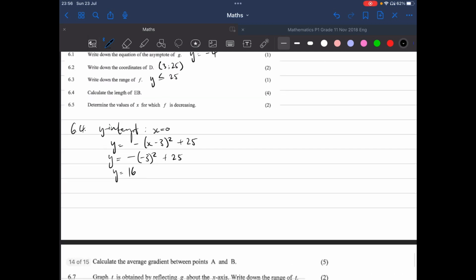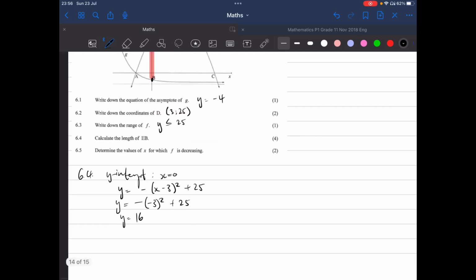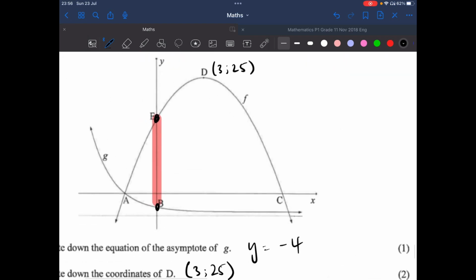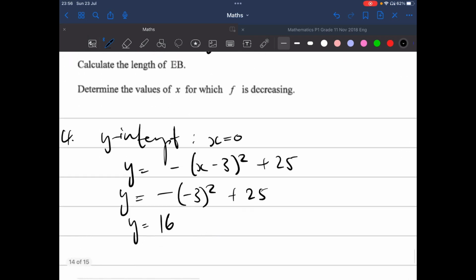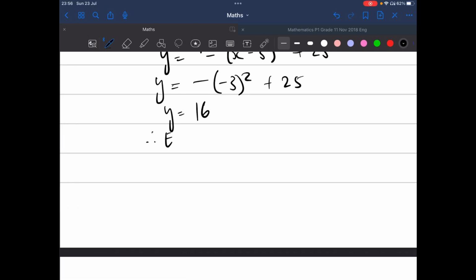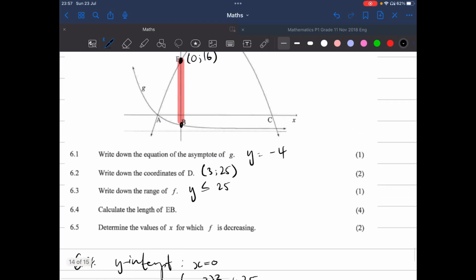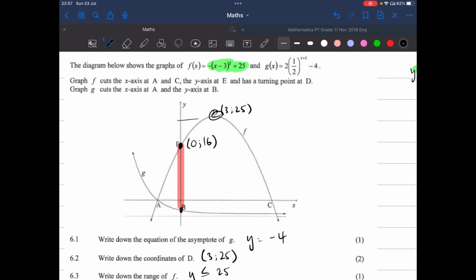Okay, so that means that this point, this was E, is at (0, 16). Let's put that in. So therefore E is (0, 16). Now before we carry on, let's just see if our answer makes sense. Remember we said our height here was at 25. So it makes sense for this to be at 16 because it's below that point. You should always test your answers and see if they make sense.